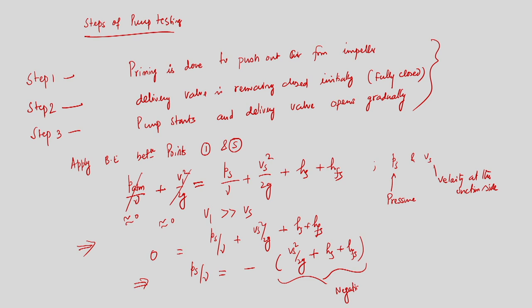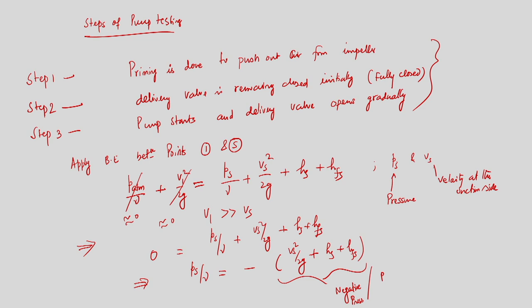We have to have negative pressure at the suction side, otherwise how will atmospheric pressure push water from the sump to the pump? So, this is negative pressure, that is, pressure below the atmospheric pressure. If we do not have a negative pressure at the suction side, there will not be a pressure difference. So, pressure at the suction should always be less than the atmospheric pressure, and then we will have a driving force, and the driving force will allow water to go from the sump to the pump.